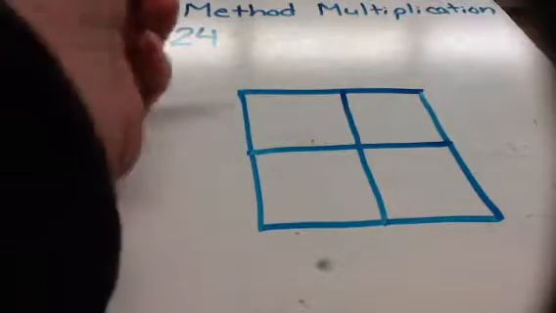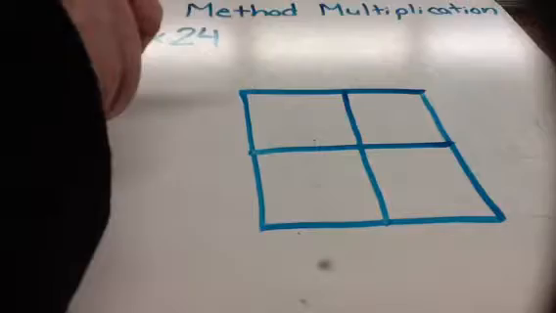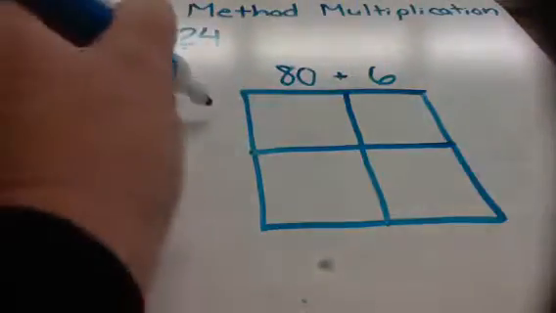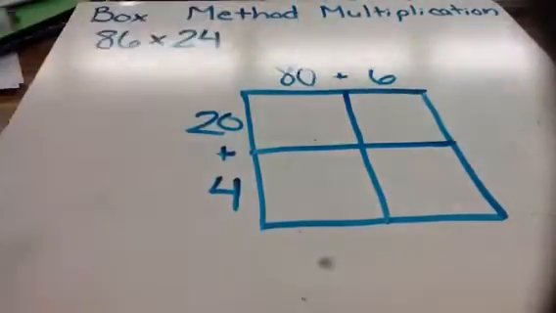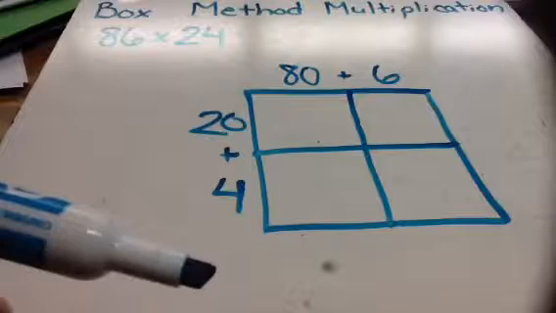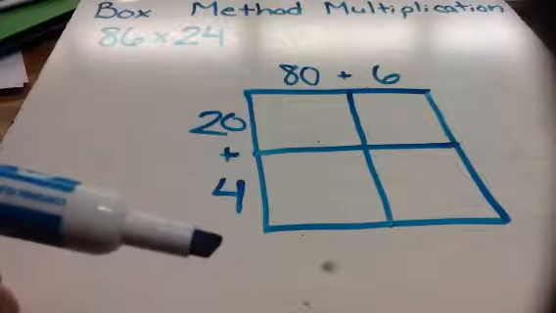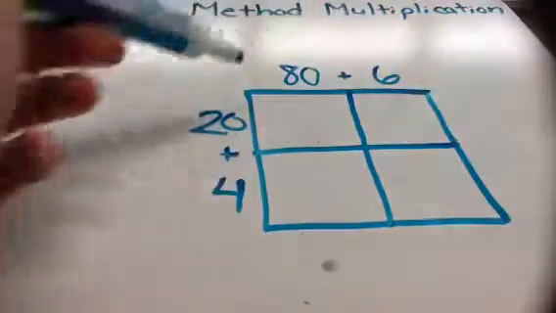We simply separate into expanded form, just like area model. 86 would become 80 plus 6. 24 will become 20 plus 4. So that's similar to the area model, except now we just section these off pretty much equally. We're not worried about how much space each number is taking up.